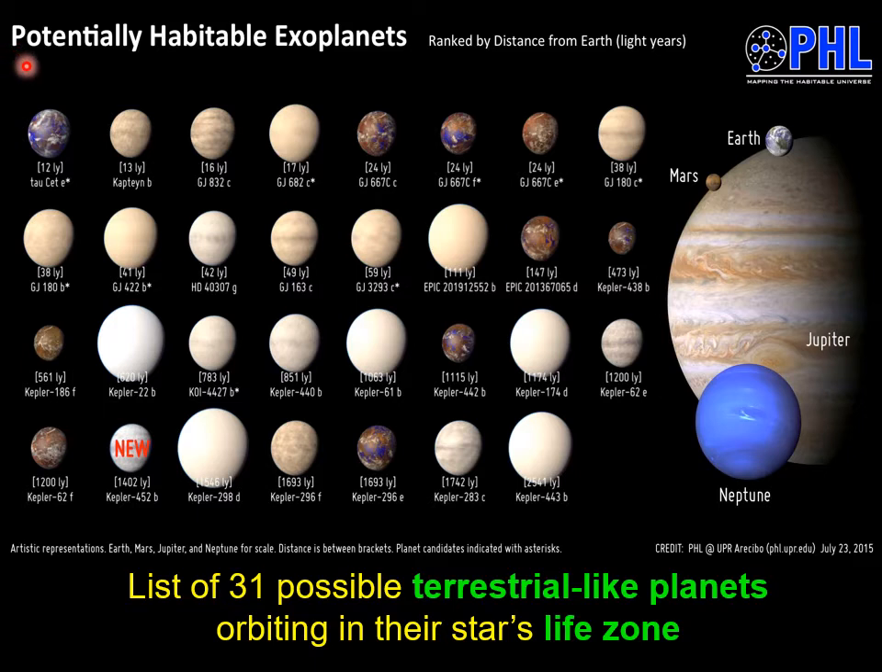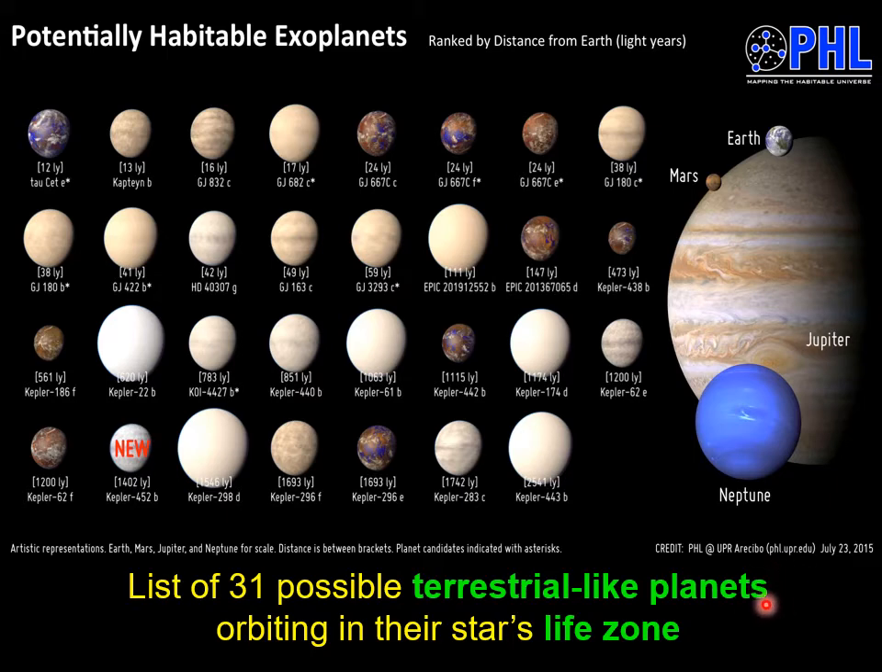This is a nice chart here. It shows a list of over 30 possible terrestrial-like planets, meaning potentially Earth-like planets orbiting in their star's life zone. What we mean by a terrestrial-like planet, since we don't know that much yet about the details of these extrasolar planets, is that we do know things like the size and mass of the planet, and we can also figure out where the planet orbits around the star.